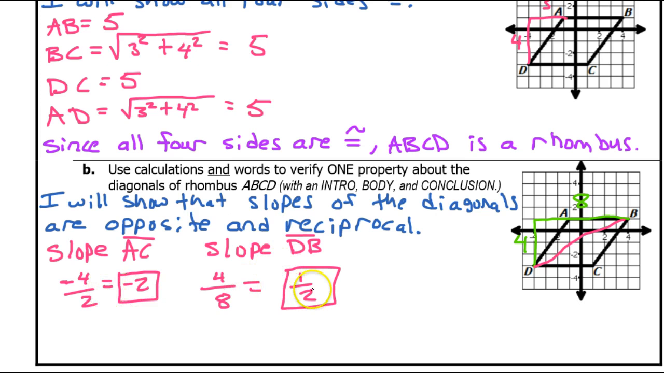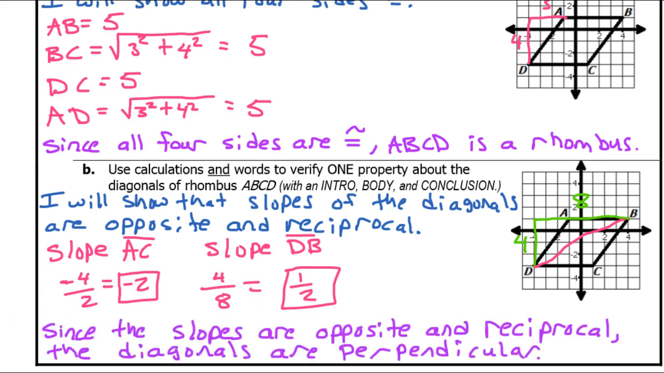Okay, notice that these are opposite and reciprocal. 2 is like 2 over 1. The reciprocal is 1 over 2. So those are reciprocals. 1 is negative, 1 is positive. So they're opposite. That's opposite and reciprocal. So now it's time for the summary statement. Since the slopes are opposite and reciprocal, the diagonals are perpendicular. And that's the special property about the diagonals of a rhombus that I was trying to prove.